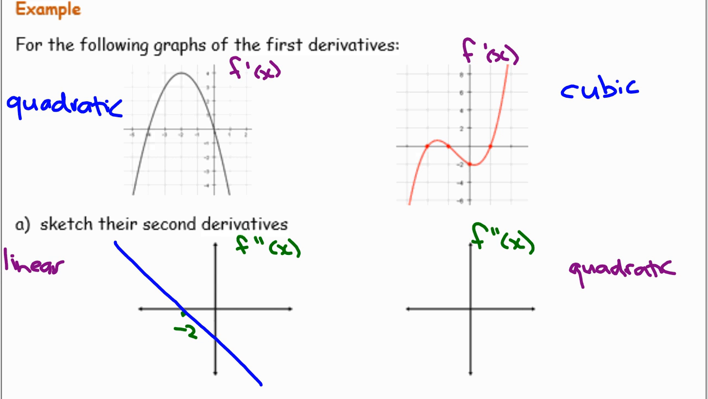So that makes sense, yeah, at negative 2. That was an important point. We know that the derivative of the second one, the second derivative, has to be a quadratic, because the cubic is big.